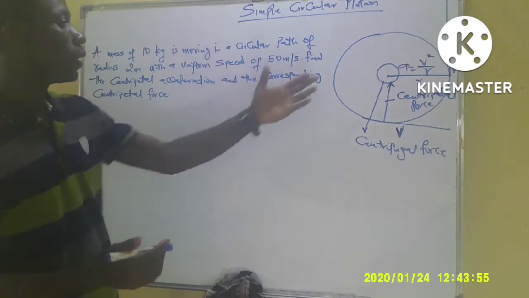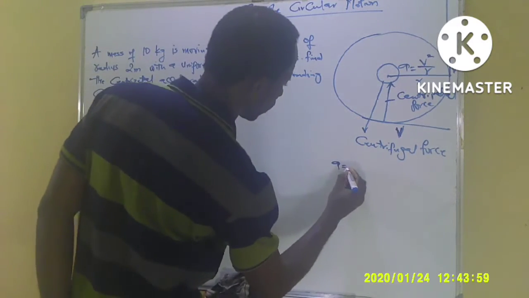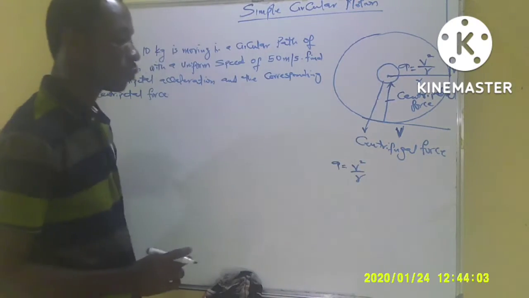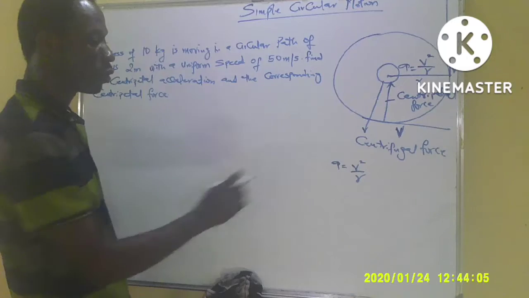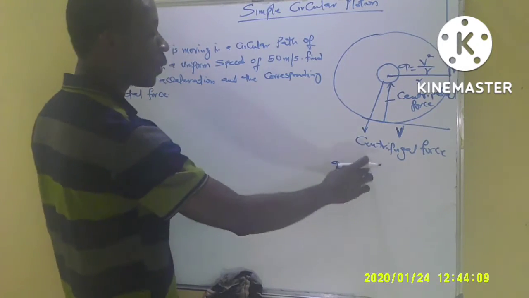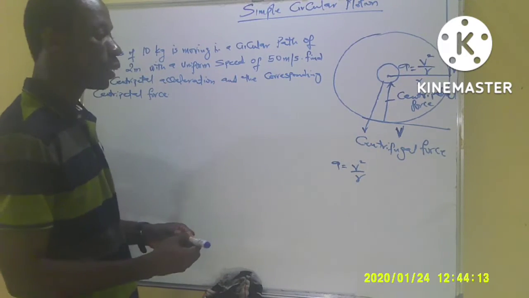So now we have the linear acceleration. The linear acceleration is v squared over r. There is a lot of mathematics involved in this, and I might not be able to go into it, but just understand that the linear acceleration is v squared over r, where v is the velocity and r is the radius of the circle.